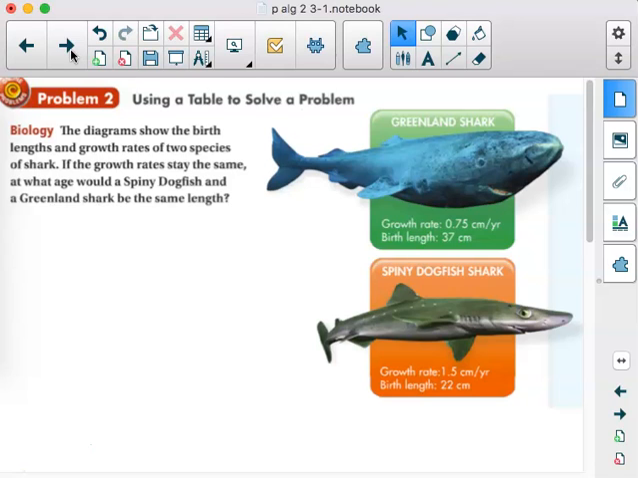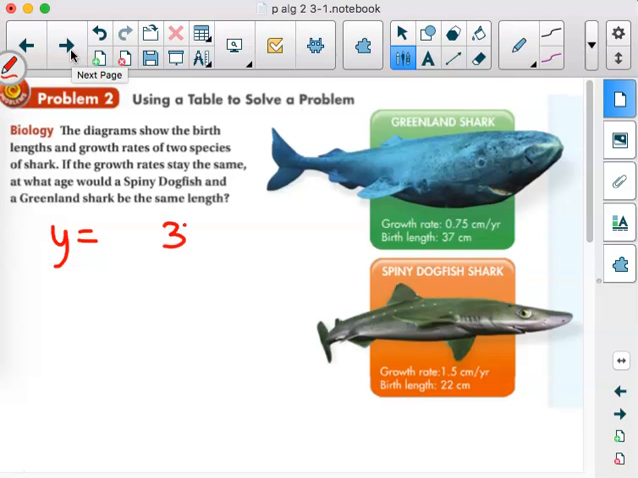Now, they're giving us the growth rate and the birth length. So what they're really doing is they're saying these sharks will start off at 37 centimeters, but they're growing, and that growth rate is the slope. So that's going to be, I didn't leave myself enough room there, 0.75x plus 37. So use the information that's in the orange and write an equation for the spiny dogfish shark, please.